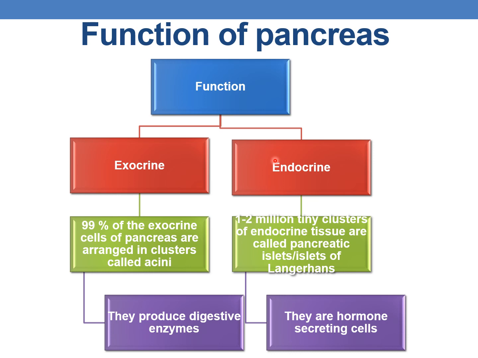Coming to the endocrine function, 1 to 2 million tiny clusters of endocrine tissue are called pancreatic islets or islets of Langerhans. Pancreatic islets or islets of Langerhans are the endocrine tissue of the pancreas. They are hormone secreting cells. So the exocrine part is the acini, which produce digestive enzymes, and the endocrine part is called the pancreatic islets or islets of Langerhans, and they produce hormones.